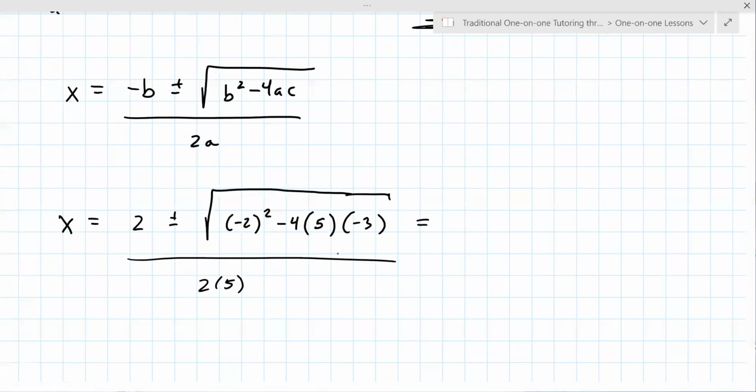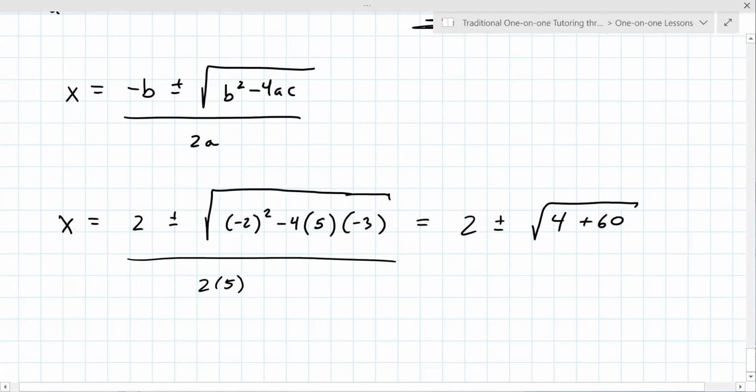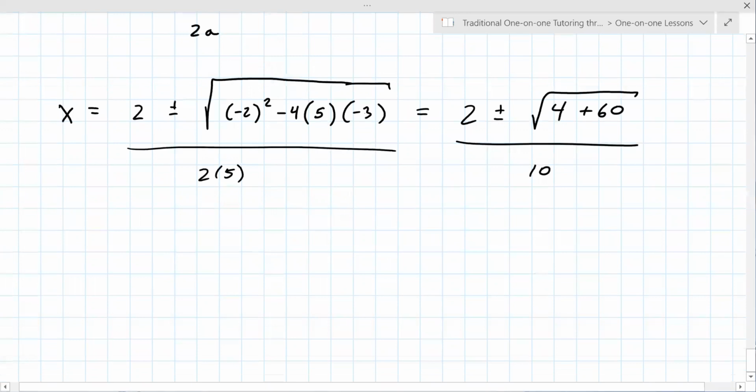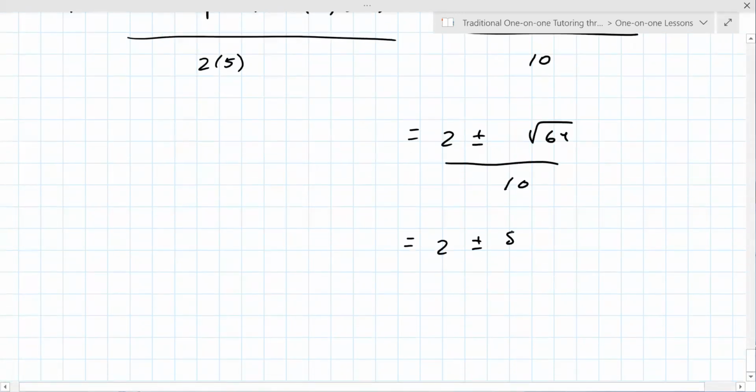I did go beyond that. Okay, perfect. So this is 2 plus or minus 4 times 5 times 3. That's 60. I'm sorry, this is 4, not 2. 4 plus 60, because the negatives change to a positive, over 10. So this is 2 plus or minus the square root of 64. That's friendly. The square root of 64 is 8. So this is 2 plus or minus 8 over 10.